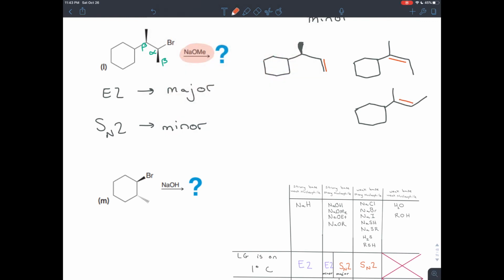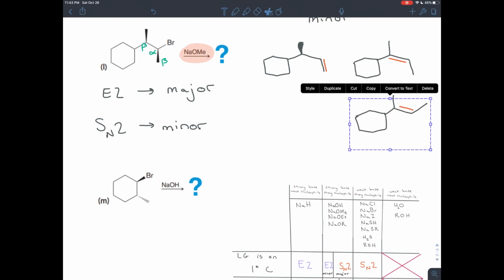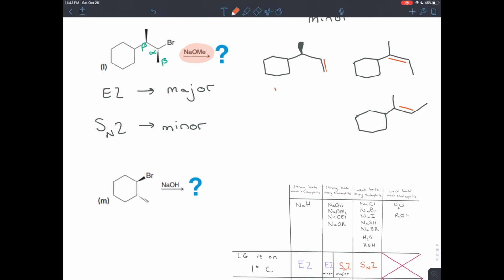So we have the cis product on the bottom and the trans product on the top. Okay, so those are all the elimination products.